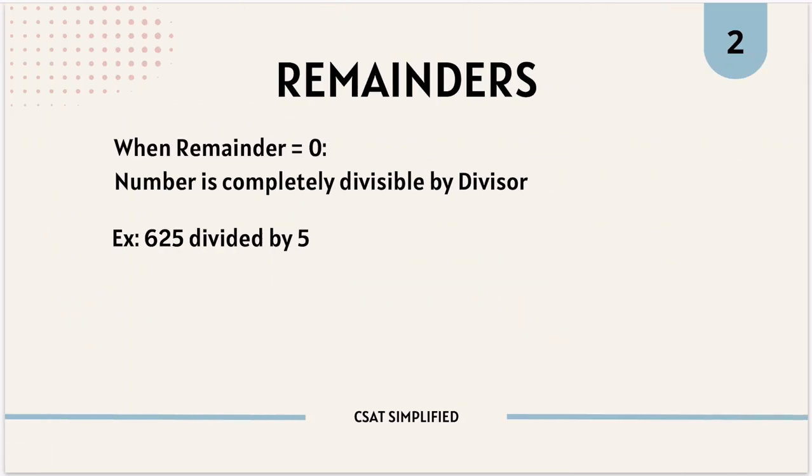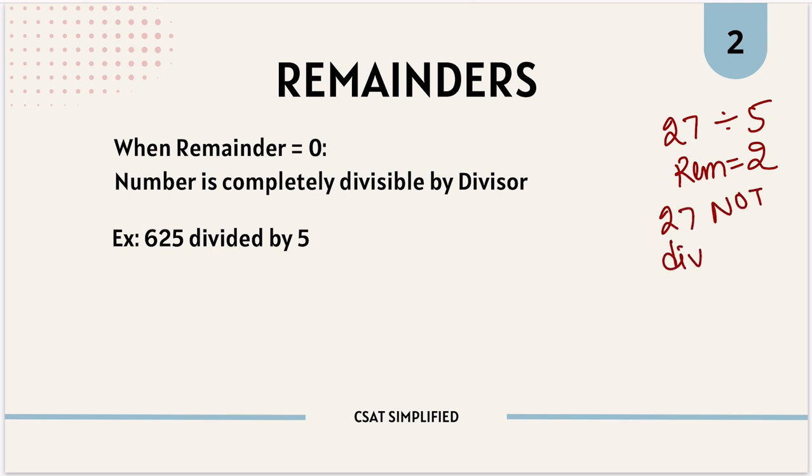Now, we say a number is completely divisible by another number if the remainder is 0. In the last example, when we divide 27 by 5, what was the remainder left? Remainder left was 2. So if any remainder is left, meaning it is not 0, we say that 27 is not divisible by 5. But if the remainder had been 0, we would have said that the number is completely divisible by 5. I hope this part is clear.